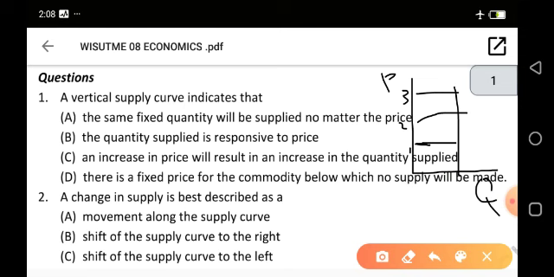So having that knowledge, we should be able to give the answer to the question. Number one answer said A, the same fixed quantity will be supplied no matter the price. And you agree with me that that's the answer. So irrespective of the price, the same quantity will still be supplied. So the answer to question 1 is A. That will take us to question 2.